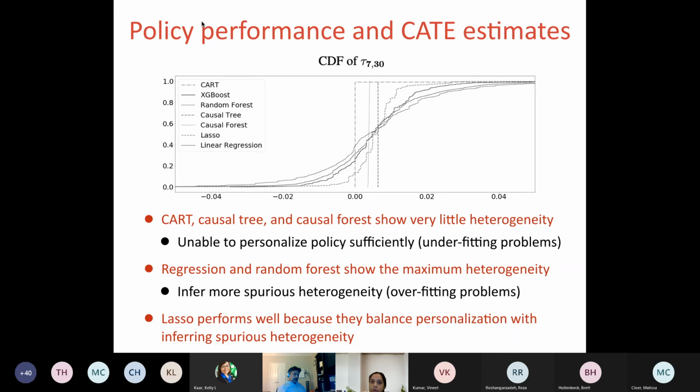Lasso and also XGBoost, the two lines in the middle, actually seem to have the right balance, where they're able to personalize sufficiently without inferring too much spurious heterogeneity. And that's why we see that they actually perform well in policy design.